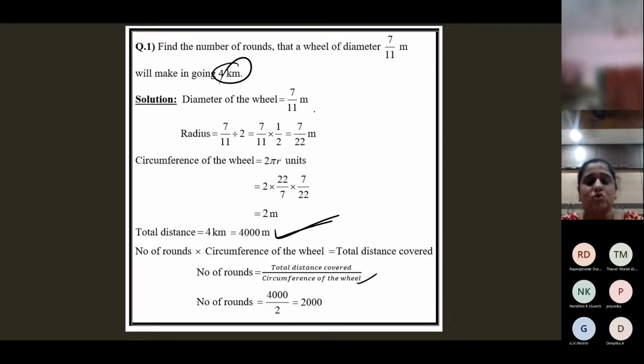And what's the circumference? 2 pi r. Diameter is 7 by 11, so the radius will be 7 by 11 divided by 2. If the diameter is 10, the radius is 10 by 2, so 10 into 1 by 2.